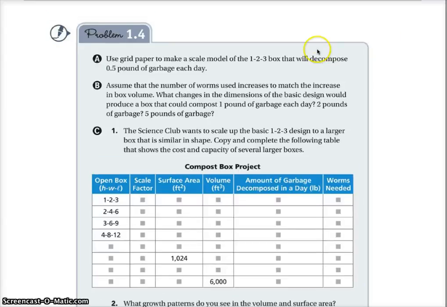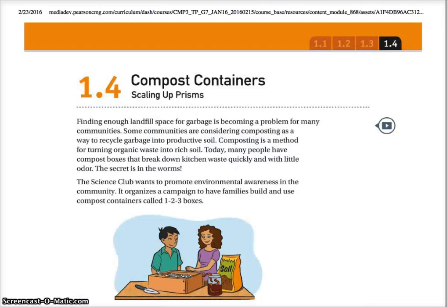Okay, so in our textbook it says, finding enough landfill space for garbage is becoming a problem for many communities. Some communities are considering composting as a way to recycle garbage into productive soil. Composting is a method for turning organic waste into rich soil. Today, many people have compost boxes that break down kitchen waste quickly and with little odor. The secret is in the worms.